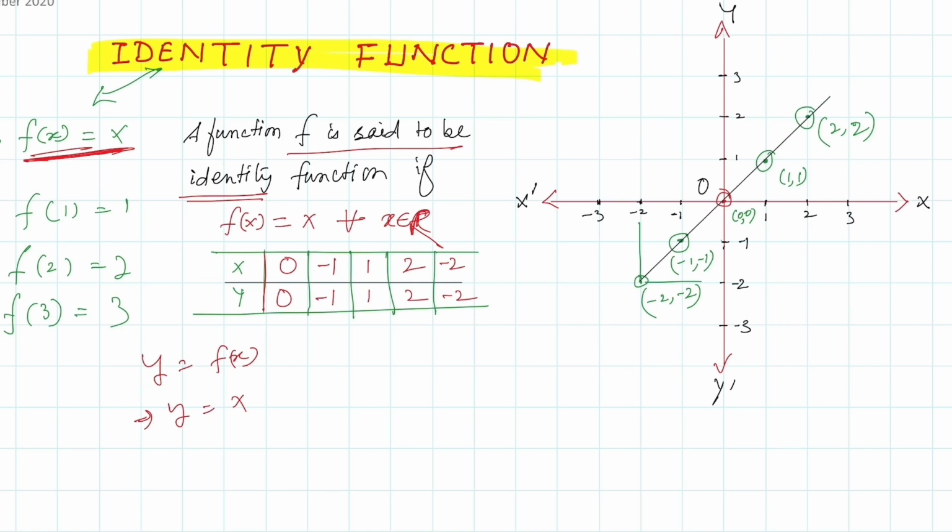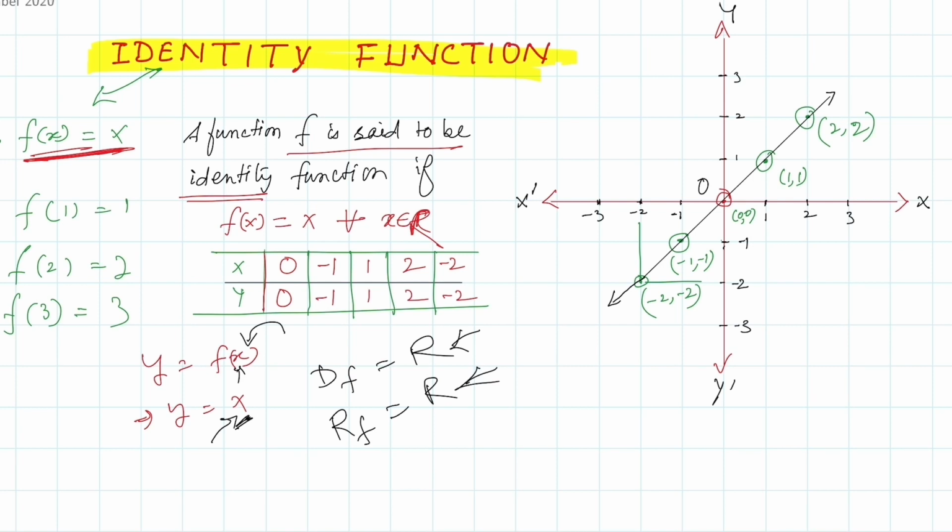So this is the required graph of identity function. Now here you can see, you can put here any value, any real number. That's why the domain of this function must be R, that means the set of all real numbers, and the result you are getting here is equal to the number you have put here. So that's why domain and range of this function are both equal to R, that means the set of real numbers.